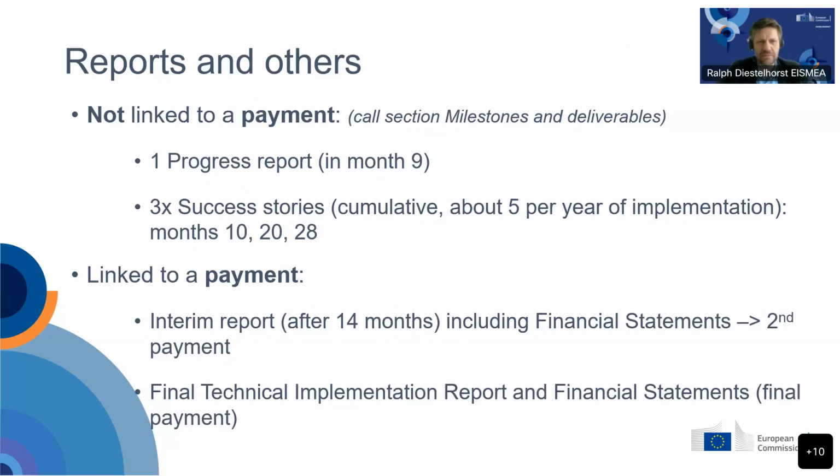Here we come to reports, and I would like to distinguish between those that are not linked to a payment and others that are linked to a payment. In fact, the first report is due after 9 months, and that's the one that we call a progress report. That's the first report where you tell us this and this was done. Here we have done this, we have promoted the program and those many events, we have used a first part of our budget for NEs, etc. You tell us your story.